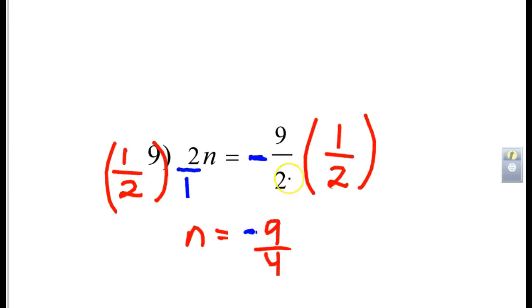Yep, top times top, bottom times bottom. And since 4 doesn't go into 9 evenly, I stop. It doesn't reduce at all, so that's it. Yep. And if you weren't sure, just go to your calculator and type in -9 over 2 times 1 over 2, and it'll give you that answer. You can always verify it.